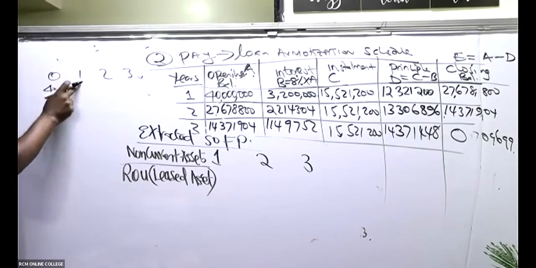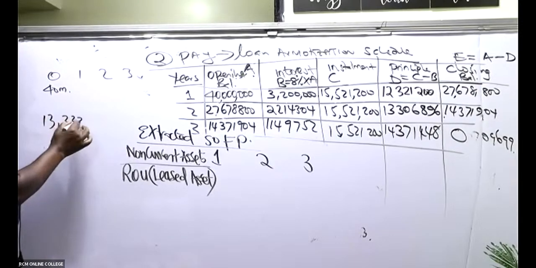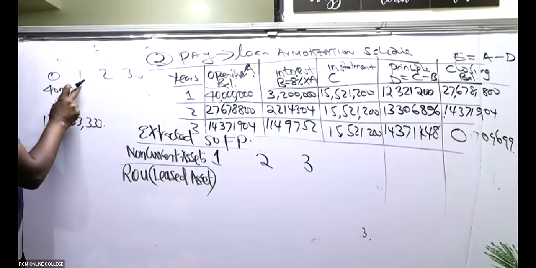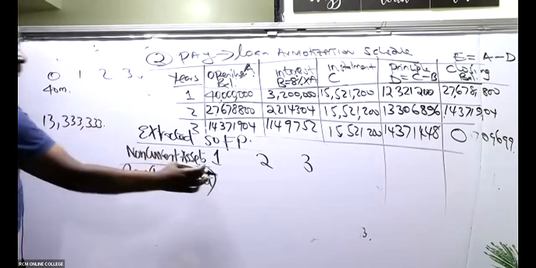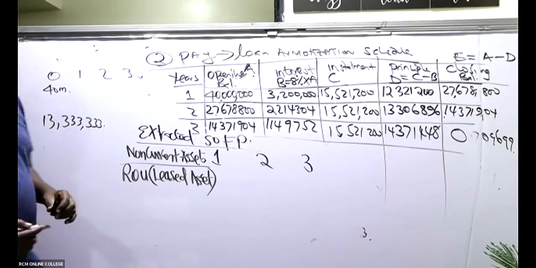But remember, each year we are losing that 13 something. Was it 13,333,000 each year? So by the end of year 1, what will be the value of our asset? Because you'll be looking at the end of the years. Remember, this is today 40 million.